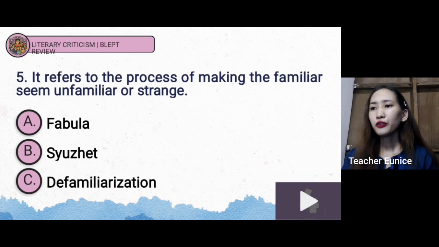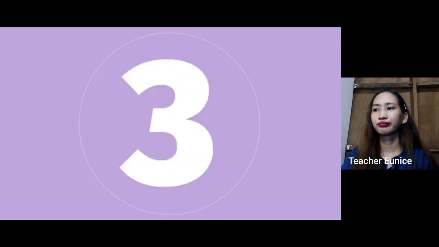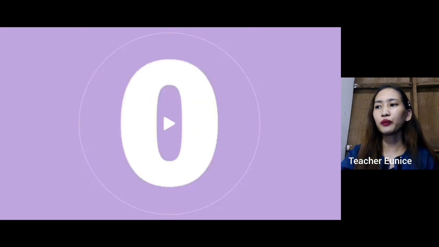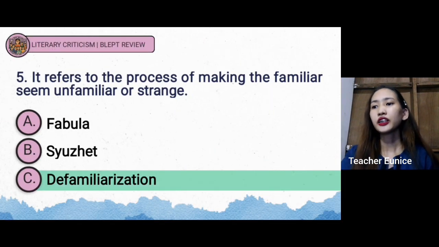Okay, it refers to the process of making the familiar seem unfamiliar or strange. So letter A, fabula, letter B, syuzhet, letter C, defamiliarization. So your 5 seconds timer starts now. Okay, time is up. So the correct answer is letter C, defamiliarization.